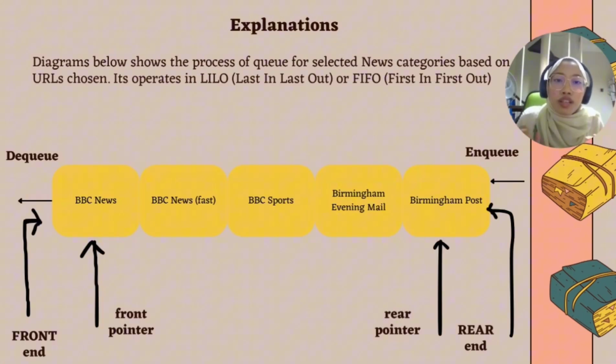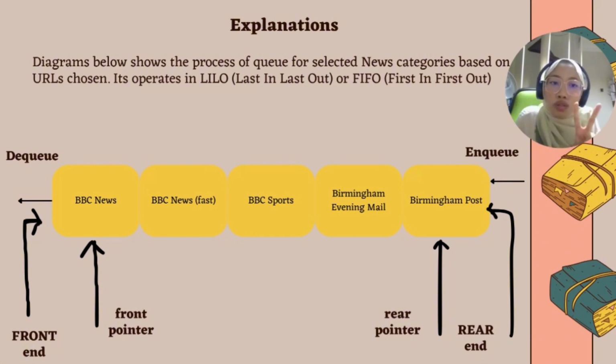Before I move on to the explanation about the queue, I want to address that fetch new articles and the news server are the same thing. It uses the same data structure, which is queue. So the explanation that I do here will be the same as in the news server. Moving on into this explanation, the diagram below shows the process of queue for the selected news category here, which is English for United Kingdom based on the URL chosen.